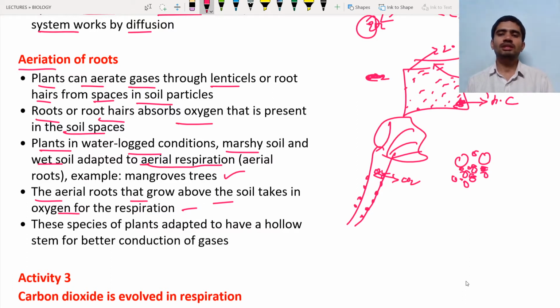Whether the oxygen is taken from the stomata in the leaves, or from the root hairs or roots, the purpose is only one thing: performing cellular respiration. These species of plants have adapted to have a hollow stem for better conduction of the gases. Hollow stem means the stem has empty spaces, and these empty spaces carry the gases. This is one of the adaptations of plants that live in waterlogged areas, marshy soils or wet soils.